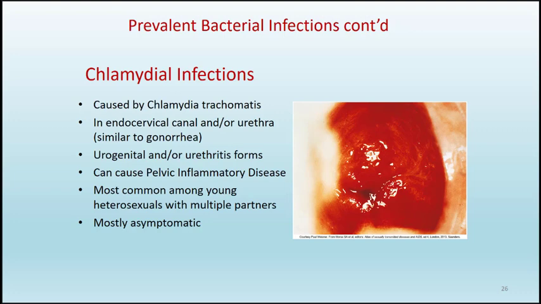It can ascend and cause pelvic inflammatory disease, just like we spoke of with gonorrhea. This is most commonly seen among young heterosexuals that have multiple partners. For the most part, it's asymptomatic as far as what the patient would experience. But in viewing the cervix, you can see that it's very red and very engorged.